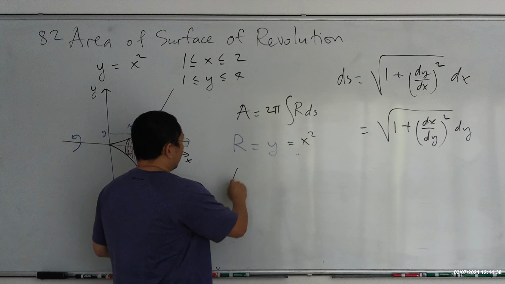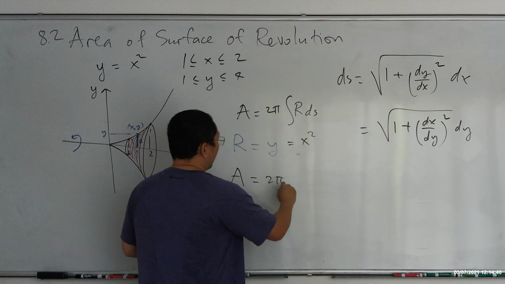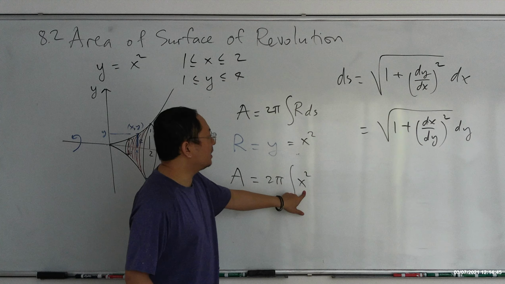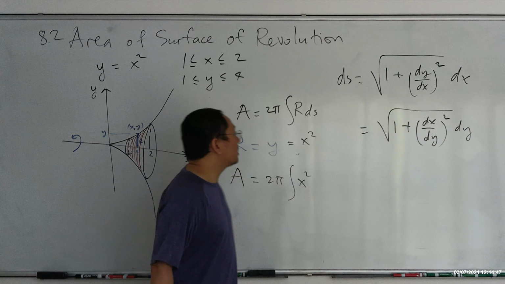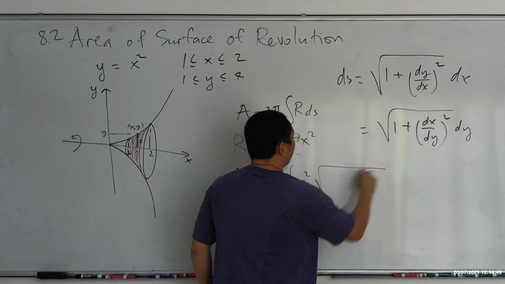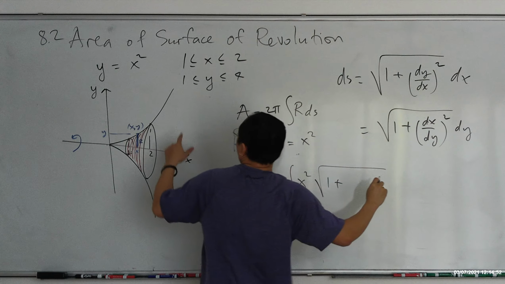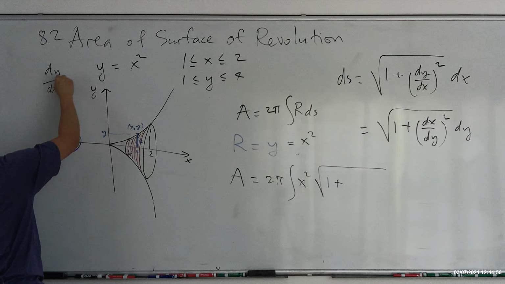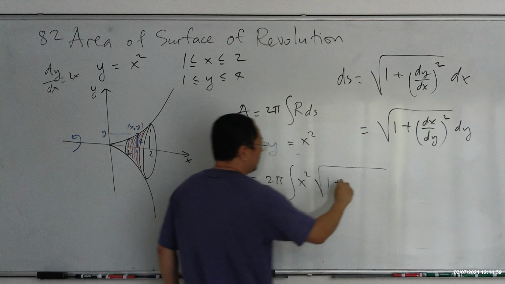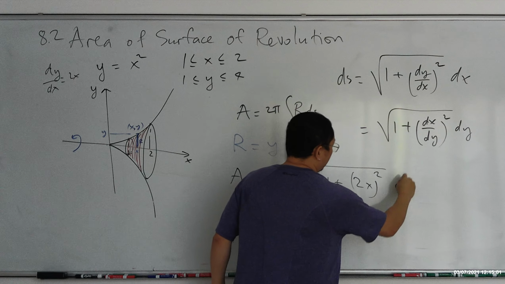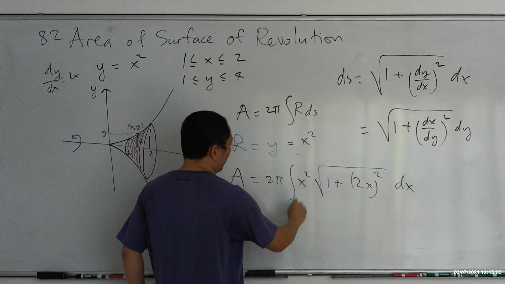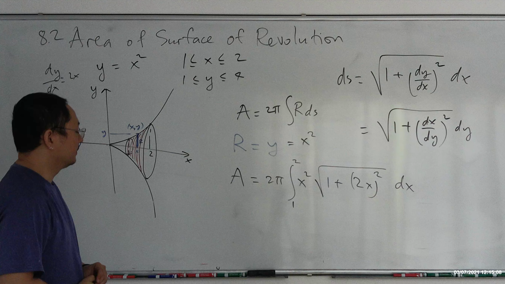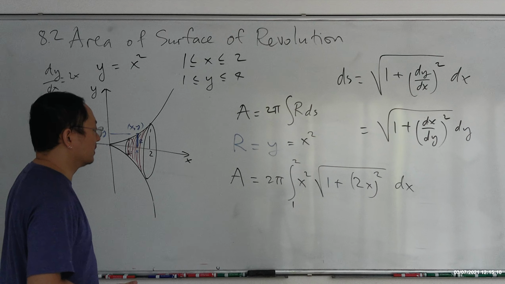So instead of writing it this way, I can write everything in terms of x. Watch me. The area is 2 pi integral, the radius is x squared, and now I use x in the integral, and for dx I have to use things in terms of dx. I got square root of 1 plus (dy over dx) squared. What is dy over dx? dy over dx is 2x, yes. So (2x) squared dx, and x runs from 1 to 2. And you should be able to calculate it.